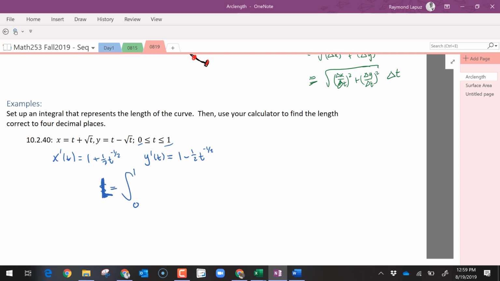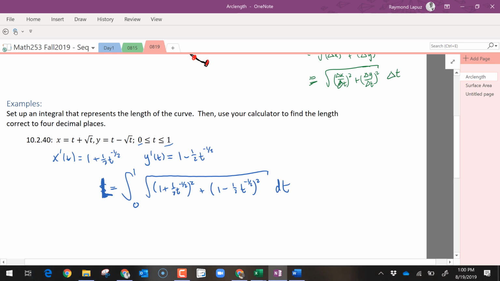These are t limits, and it's going to be the square root of 1 plus 1/2 t to the negative 1/2 quantity squared plus 1 minus 1/2 t to the negative 1/2 quantity squared. I'm sure if we worked this out and simplified it, it might actually be manageable if you were to attempt this integral by hand. But I'm not going to do that. You guys can try to figure it out.